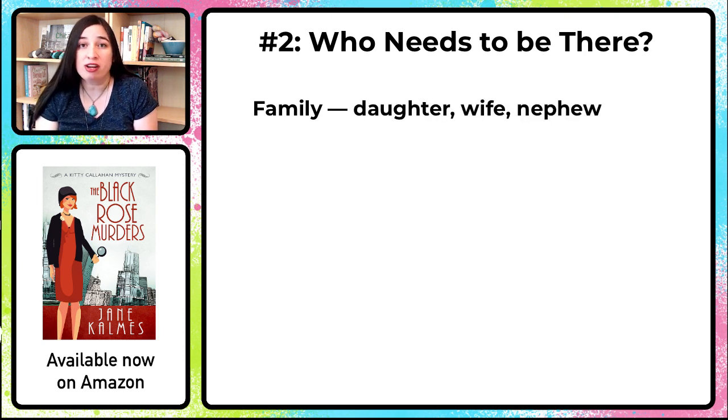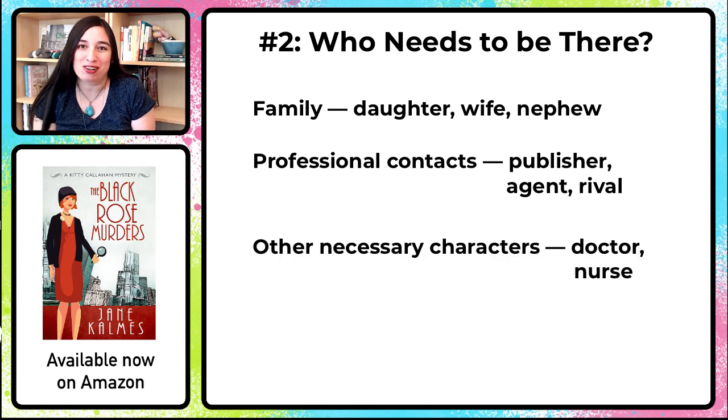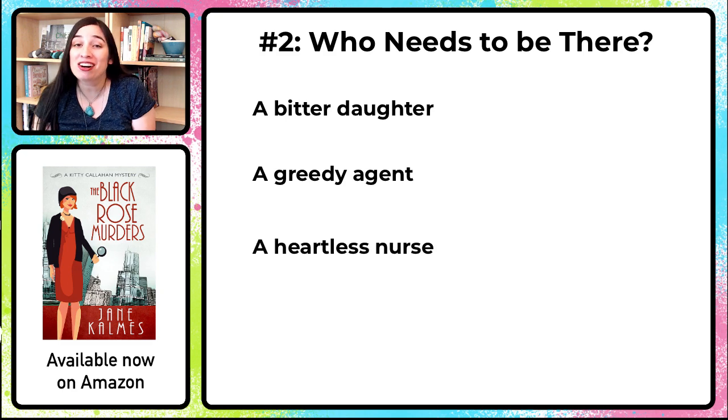And since he's an author, he probably has some publishing people in his life. A publisher, an agent, maybe a rival author. And since he's elderly, there might also be a doctor or a nurse around. And then we can just play our adjective game again. Now we have a bitter daughter, a greedy agent, a heartless nurse. By figuring out the characters who have to be around in order for our victim's life to be fleshed out, we find a treasure trove of potential suspects.